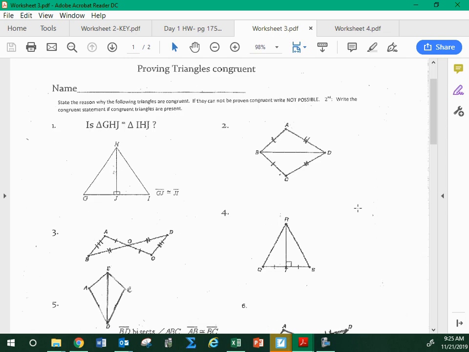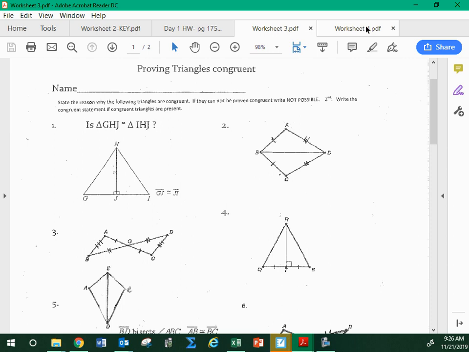Right. So calm the giggling, listen carefully. On worksheet 3, again, make sure you always read and follow the directions. For worksheet 3, it says state the reason why they're congruent. That's talking about our 5 shortcuts. And then it says to also write the congruency statement. So you're going to be writing this, our congruency statement, and then what method you use.